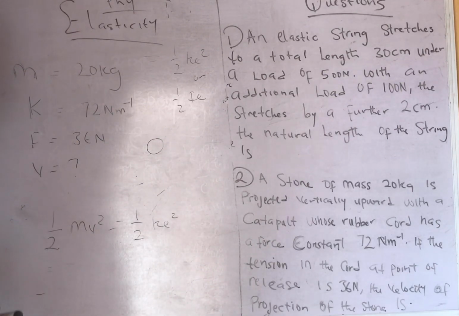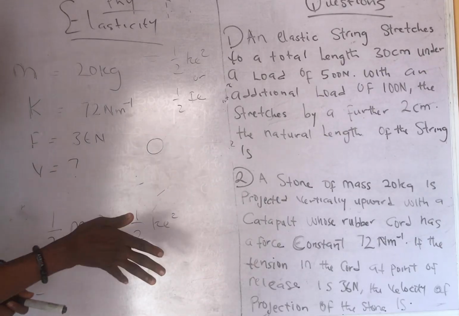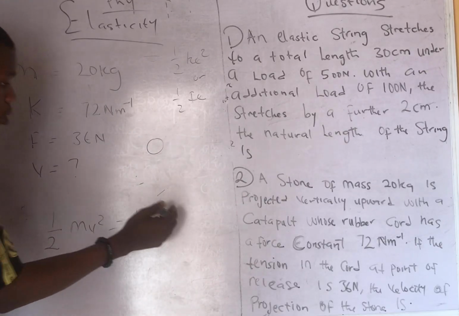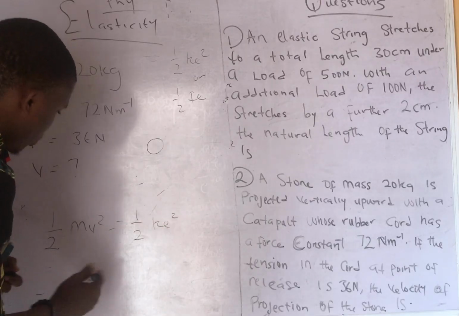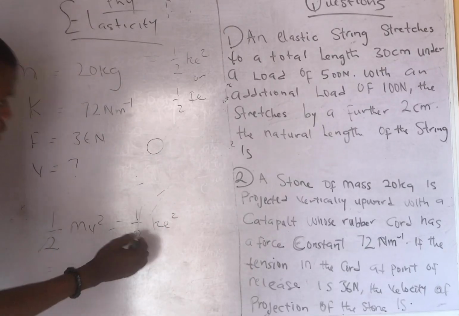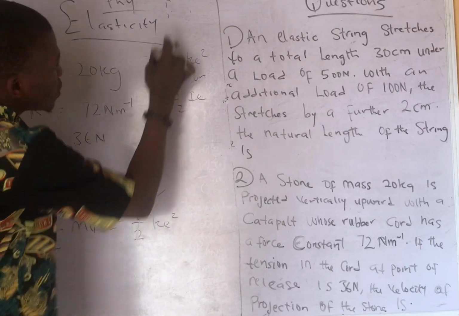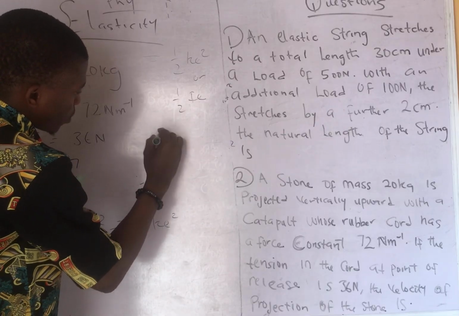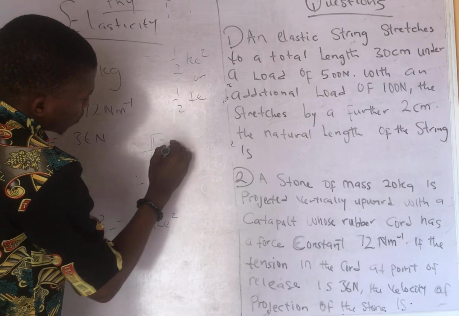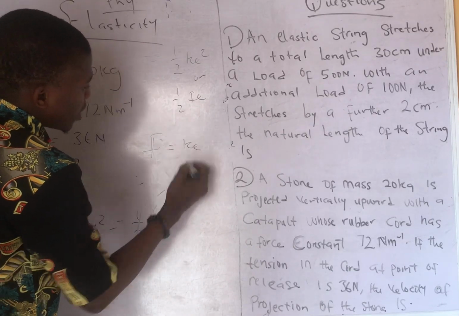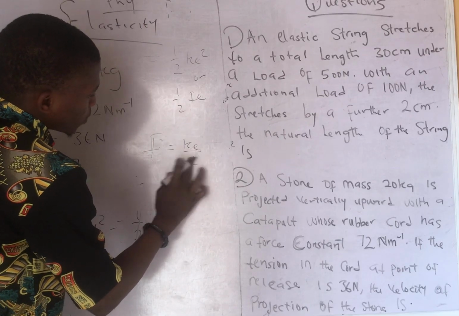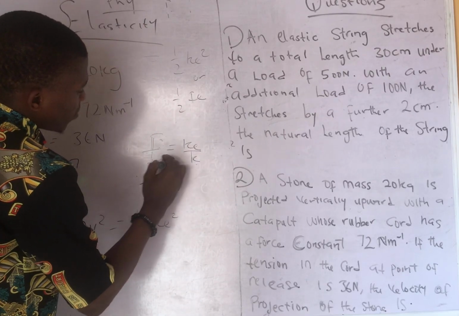Looking at this, we're not given the extension, so we can calculate the extension, or we can manipulate this formula, not manipulate actually, make e the subject of the formula using the normal formula, Hooke's law, which is F is equal to ke. Let's make e the subject of the formula. So divide by k, divide by k.